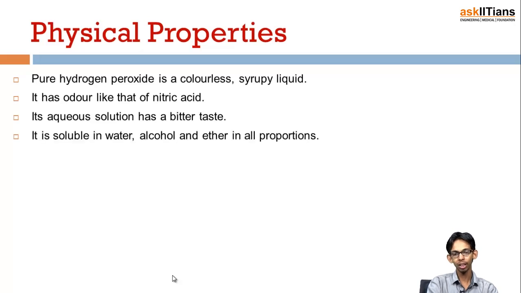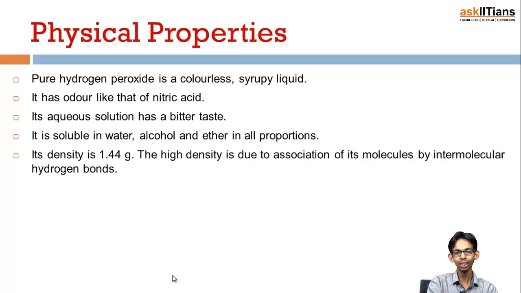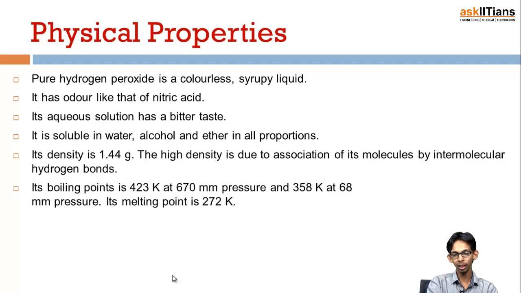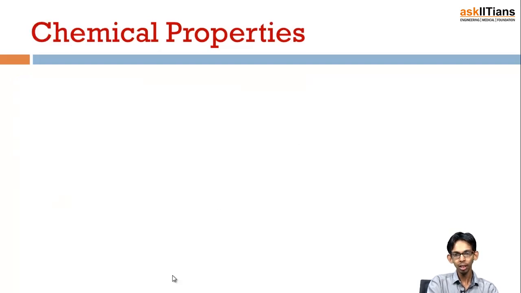It's soluble in water, alcohol and ether in all proportions. Its density is 1.44 gram. The high density is due to association of its molecules by intermolecular hydrogen bonding. Its boiling point is 423 Kelvin at 670 mm pressure and 358 Kelvin at 68 mm pressure, and its melting point is 272 Kelvin. Now, chemical properties.